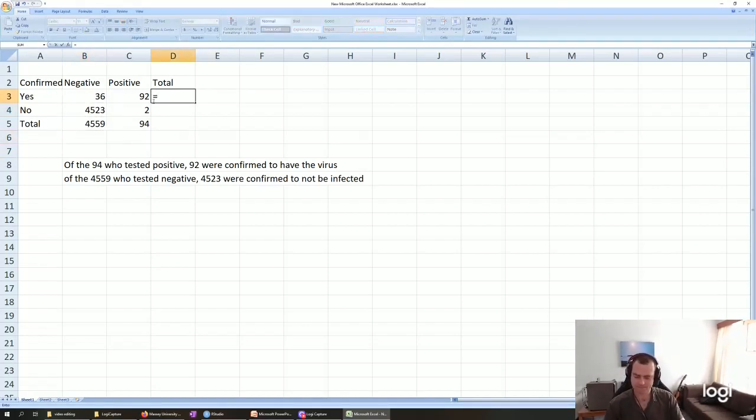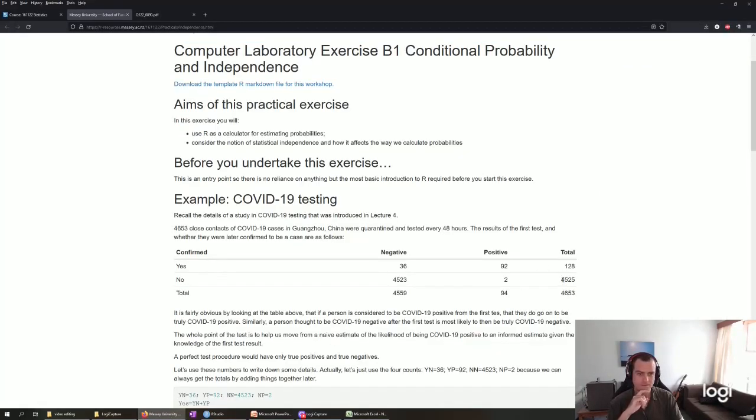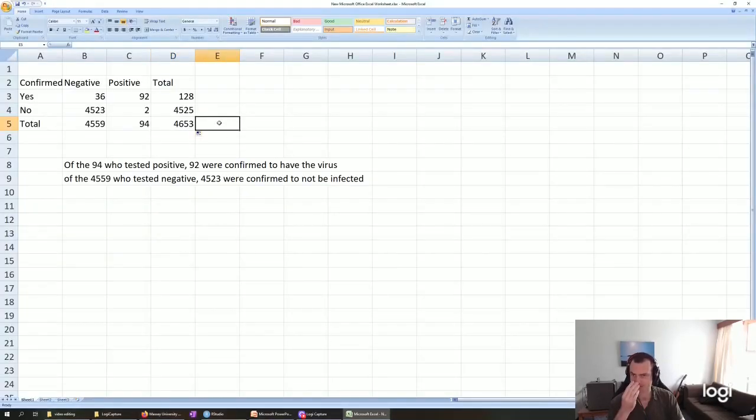So, and just drag that down. Alright, and we should be able to check that that matches up with, in this case we can flick back to our table, 128, 4525, 4525, 128. Perfect. So yes, sometimes we're going to have to put together our table first so that we've got the full counts to work with, because we will need our marginal totals, our overall totals, to calculate most of the probabilities that we're after.